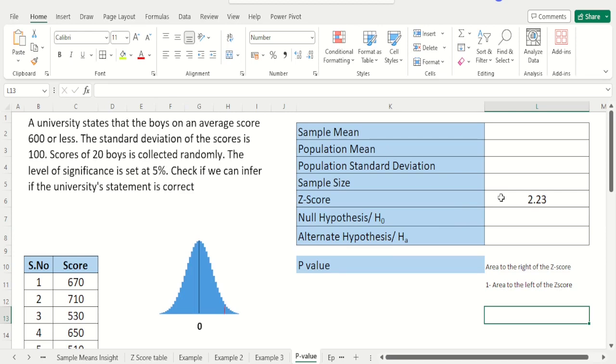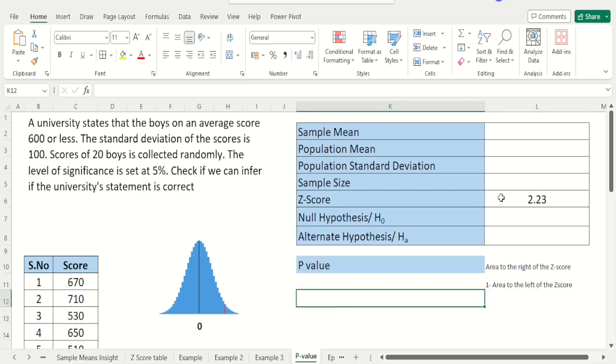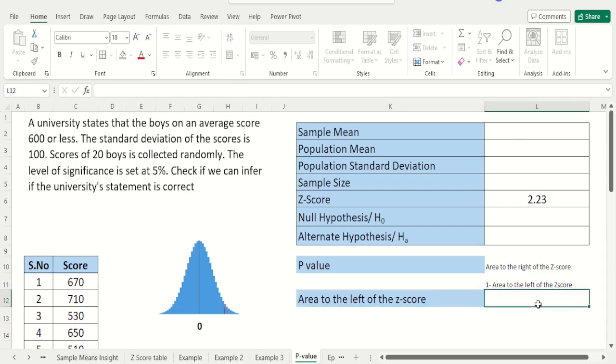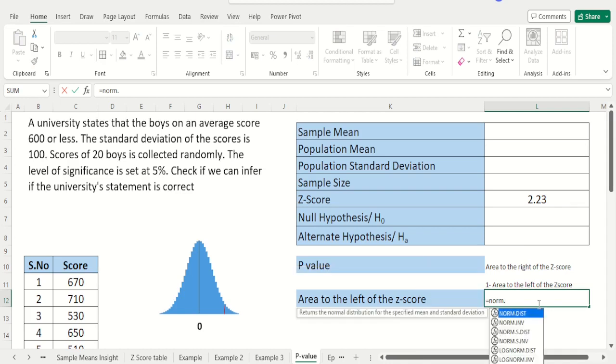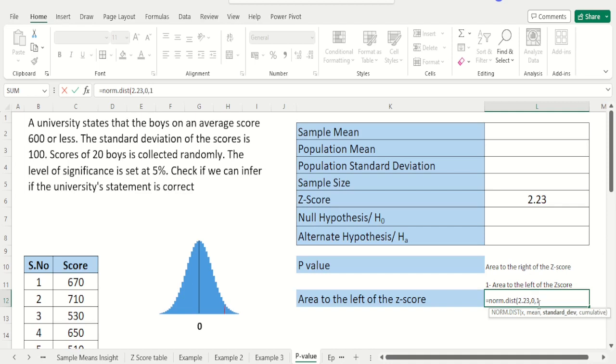Now remember that in order to get the area from a z-score, you can utilize the norm.dist function. So let's calculate the area to the left of the z-score. The area to the left of the z-score can be computed by using the norm.dist distribution function, right? What's the z-score? The z-score is 2.23. What's the mean? Remember, for a standard normal distribution, the mean is going to be 0. The standard deviation is going to be 1, right?